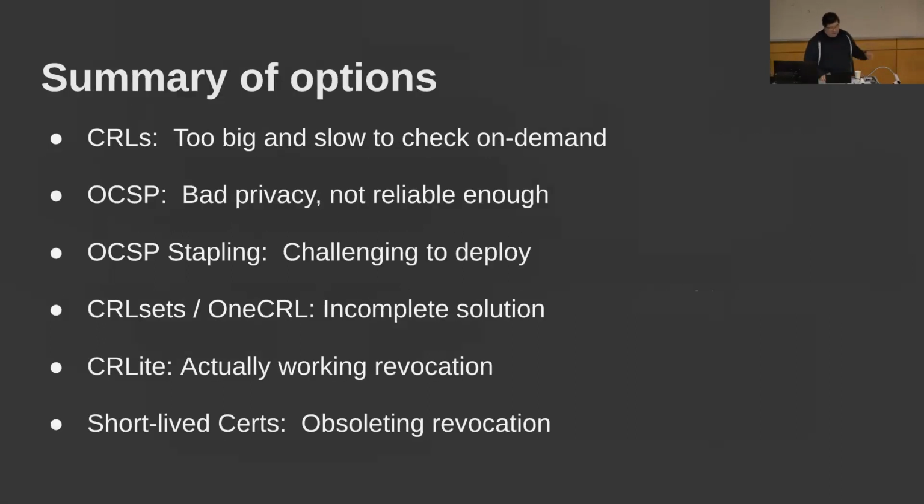So that's sort of our set of options today. CRLs, they're too big and too slow to check on demand. OCSP has bad privacy and big reliability issues. OCSP stapling is impossible to deploy. CRLsets and one-CRL approaches help, but they're an incomplete solution. CRLite is a working version of those. And short-lived certs, finally, obsolete revocation.